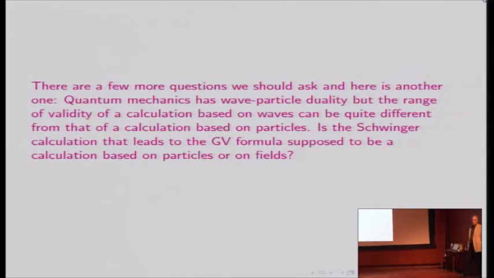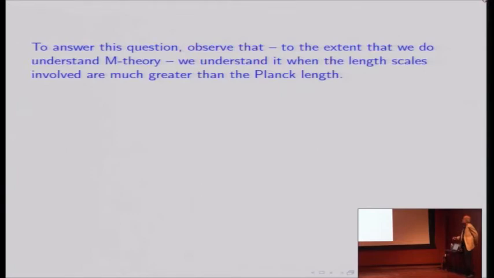Well, to answer this question, we have to think about what we actually know about M theory and where our approximations are valid and what calculations we can do properly. So to the extent we understand M theory, we understand it when the length scales involved are much greater than the Planck length. By the way, there's something I regard as rather pretty here, which we only learn if we make sure that our approximations are valid. We actually can do all the calculations we need to do, just barely, and different ones for slightly different reasons.